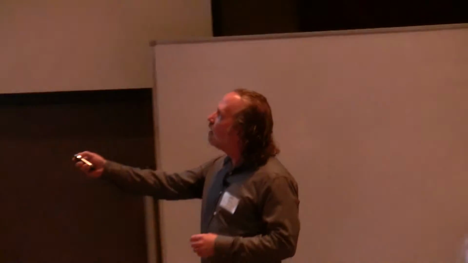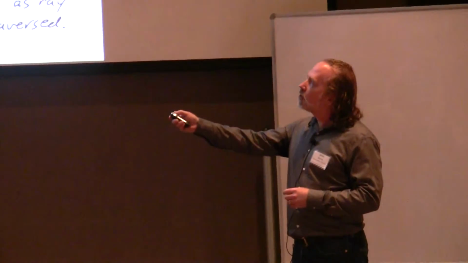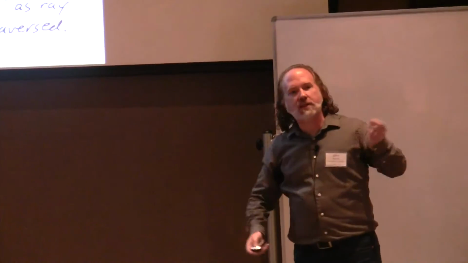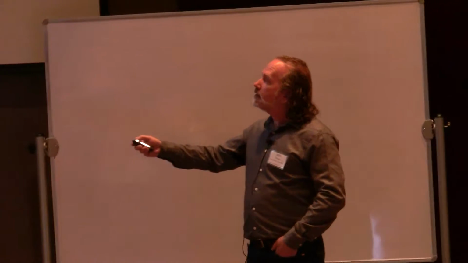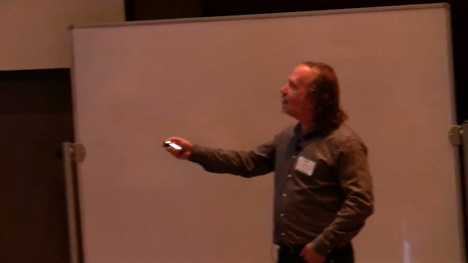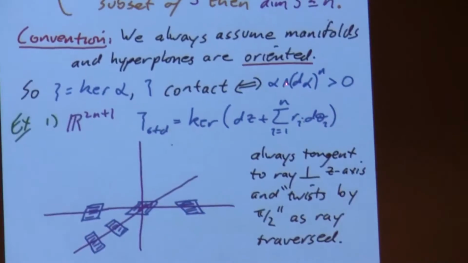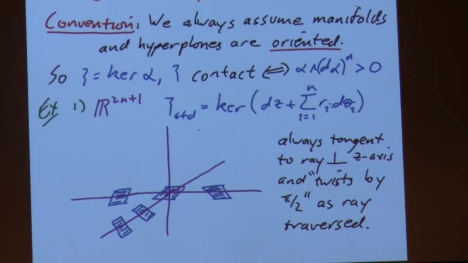Anyway, it turns out if you have an oriented hyperplane field in an oriented manifold, you can always find a one-form such that the kernel of that one-form is the hyperplane field. A one-form at every point in the tangent space is a linear map from the tangent space to R, so its kernel, if it's non-degenerate, is going to be a hyperplane. And so you can describe your hyperplane field as the kernel of a one-form. Basically that hyperplane field will be contact if and only if this condition is satisfied: alpha wedge d alpha to the n is positive.